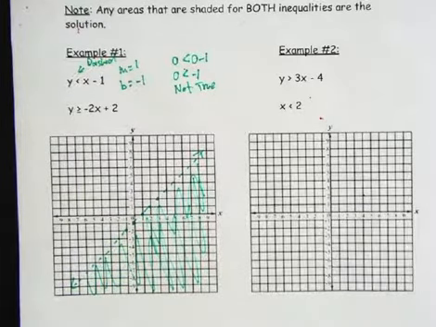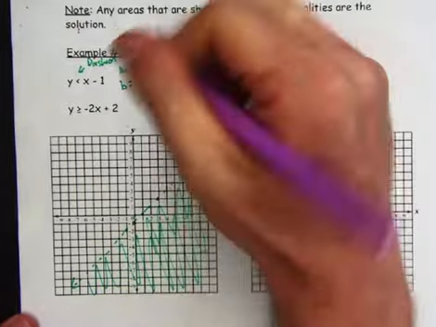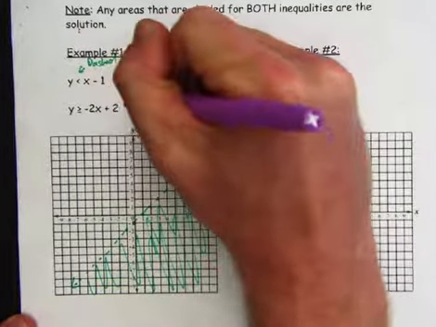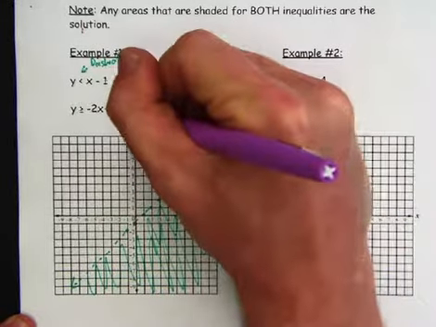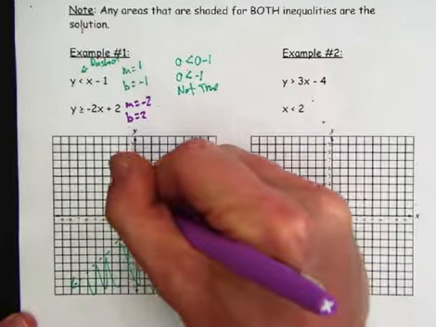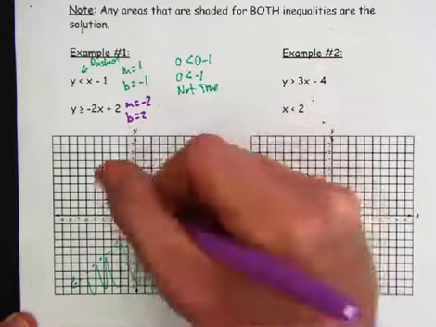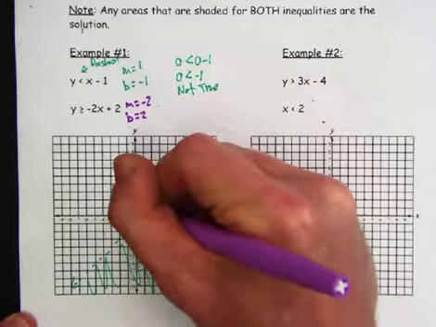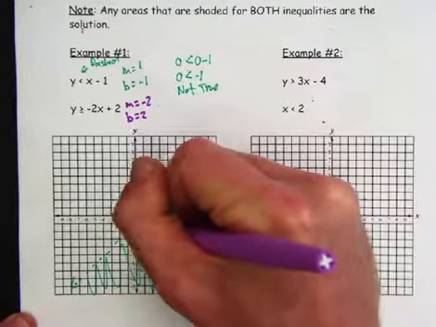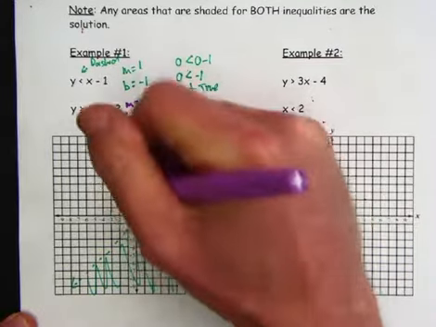Now we have to graph our second one. We've got y is greater than or equal to negative 2x plus 2. Our slope here, m, is going to be negative 2. Y-intercept is going to be 2. So y-intercept 2, 1, 2. Our slope is negative 2. Down 2 over 1, down 2 over 1, down 2 over 1.